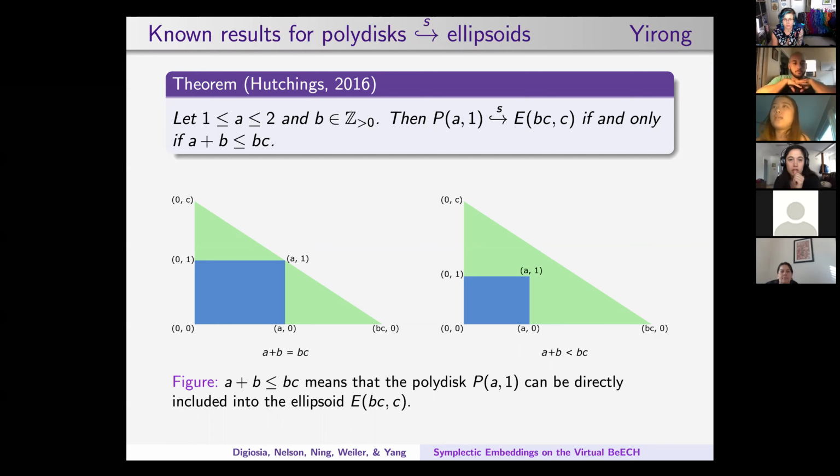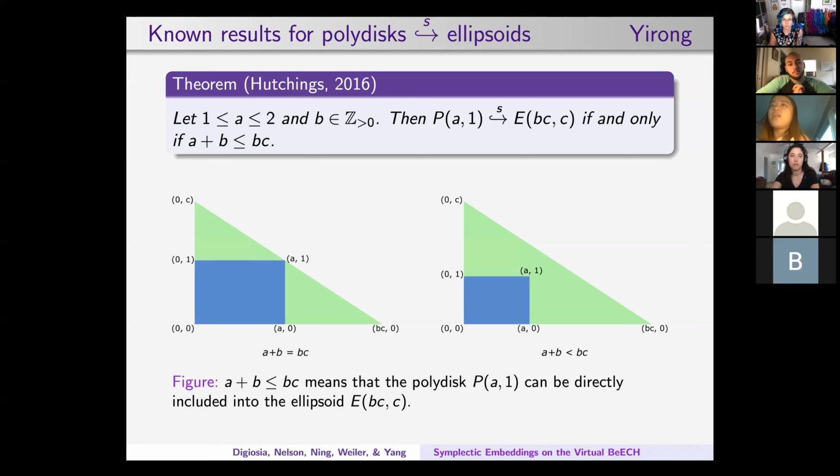What's really interesting is the only if direction of this statement. It means that if PA1 embeds into EBCC, then it can also be just directly included into EBCC. This is a very strong requirement, and it shows the rigidity of symplectic embedding because it says that under certain conditions, the trivial inclusion is the best thing we can do.